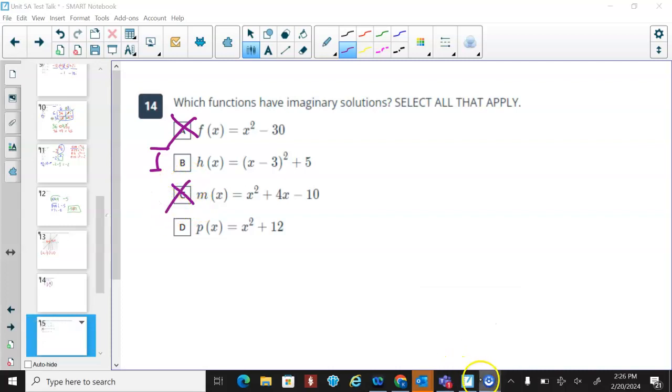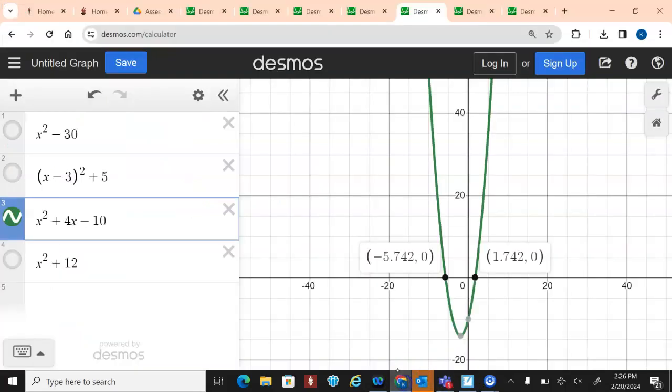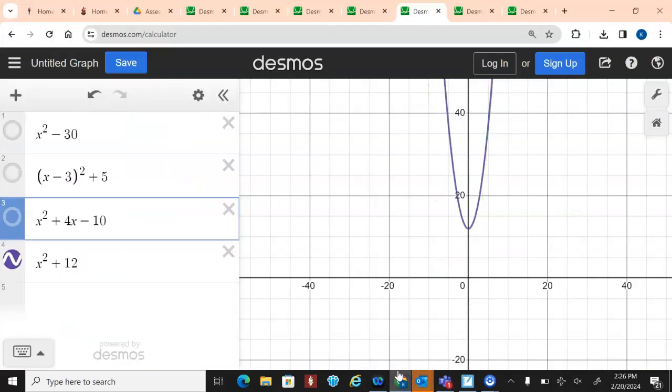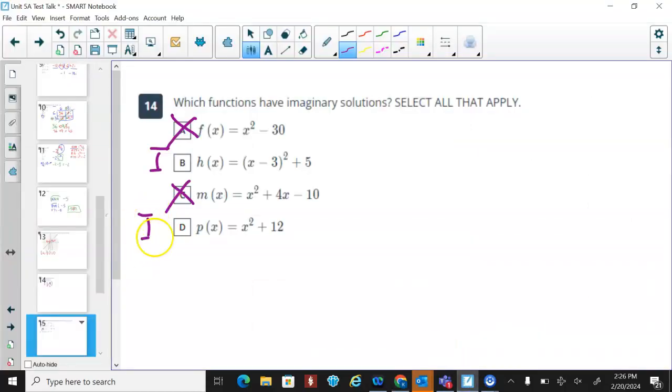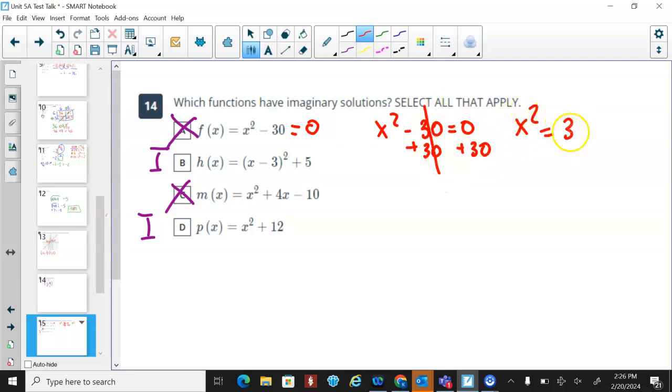And then for the last one, let me go back here again. If I unplug it, look, it sits above, it does not cross the x-axis, so that means it's an imaginary function. Now, how do I prove that? Well, you set them all equal to 0. So if you set x squared minus 30 equal to 0, I'm going to add 30 to both sides to solve for x, okay? X squared will equal 30.